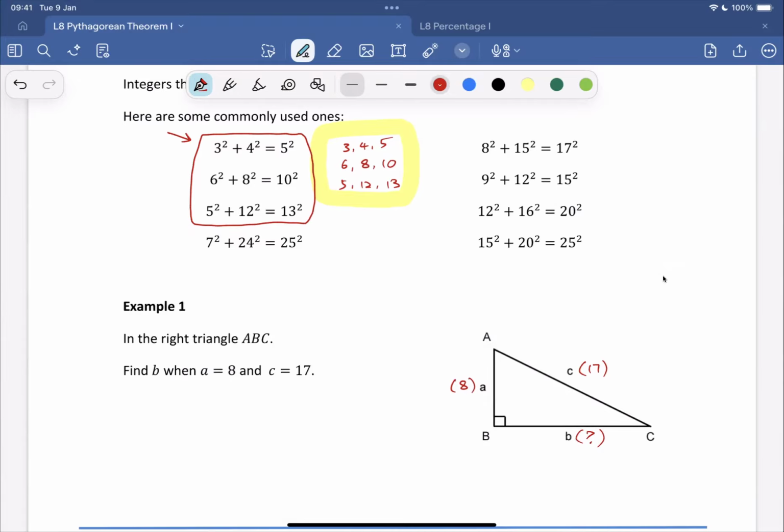Look at your Pythagorean triples. Which one can match? 8 and 17. So what is it? The third number. Yes, Nathaniel and Zheyu, well done.